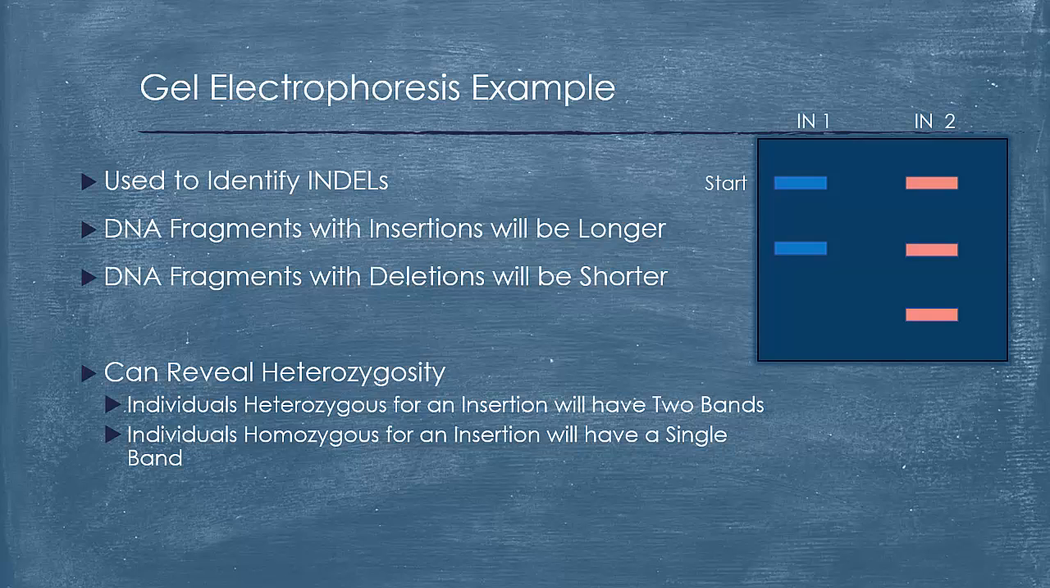It can also be used to look at heterozygosity. Individuals who are heterozygous for an insertion will have 2 bands, while individuals who are homozygous for an insertion will have only a single band.